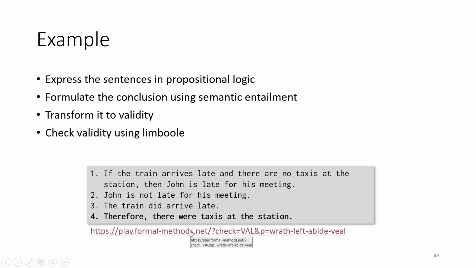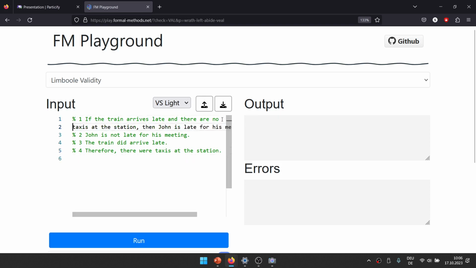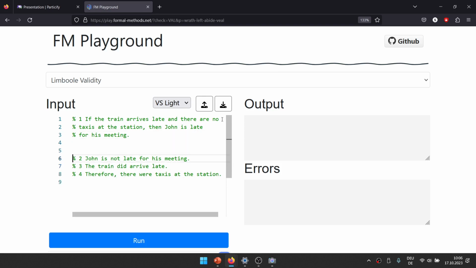Now the tricky bit is that in Limboole we can't really put multiple formulas at once, right? So if I formulate: if the train arrives late and there are no taxis at the station, then John is late for his meeting. If I really want to try them out, I would have to do one by one. I could do the first one, then comment it out, then do the second one, comment it out. That's not a bad idea. Somebody wants to do the first one?